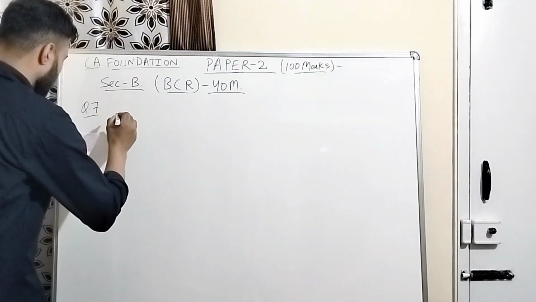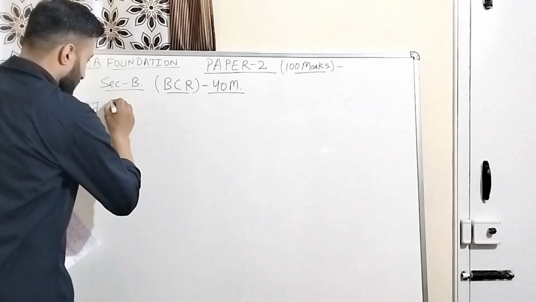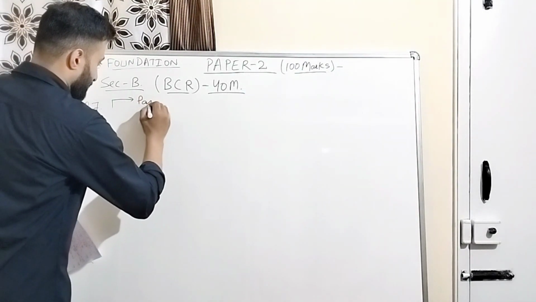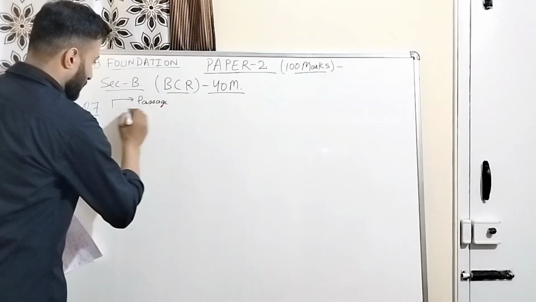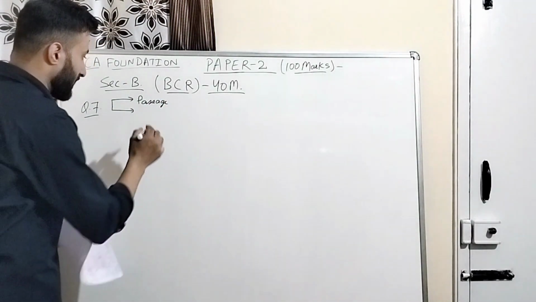Question number 7 is divided into 3 parts. Okay, first they will ask for a passage. Then they will ask for note making.